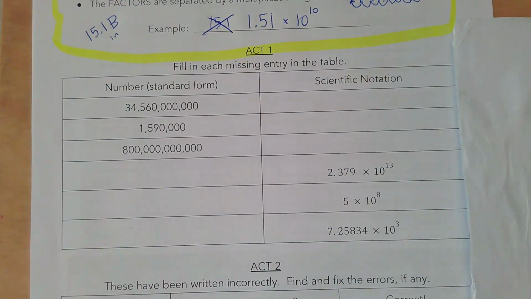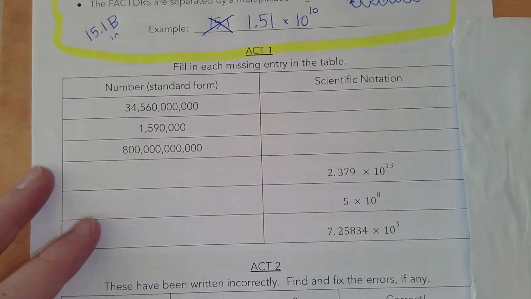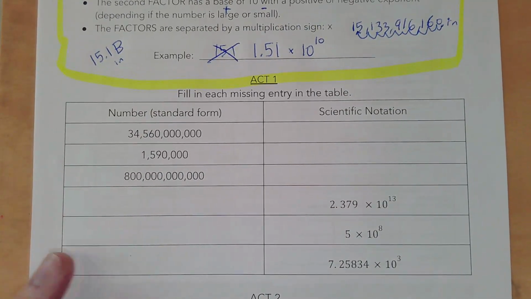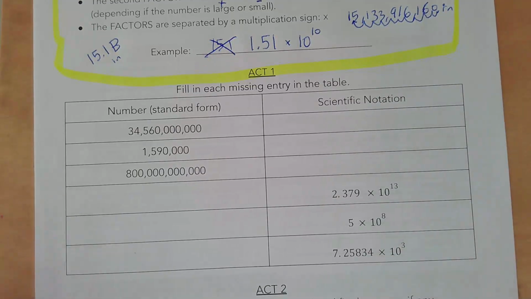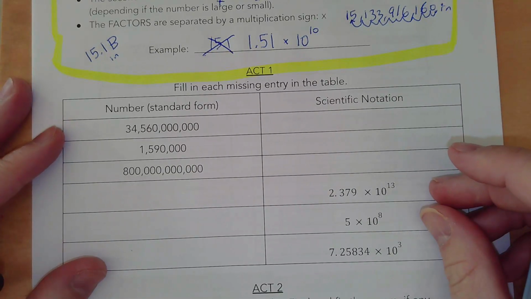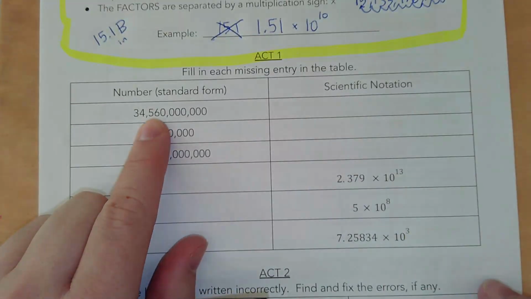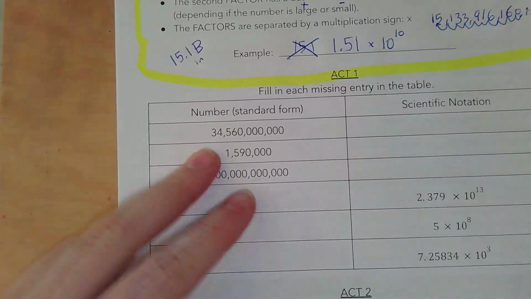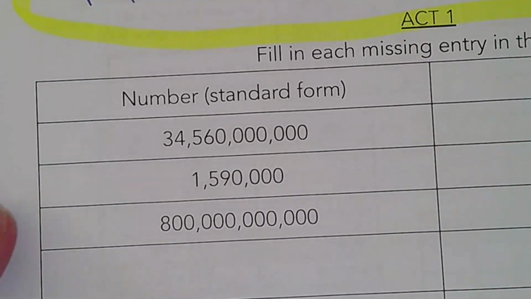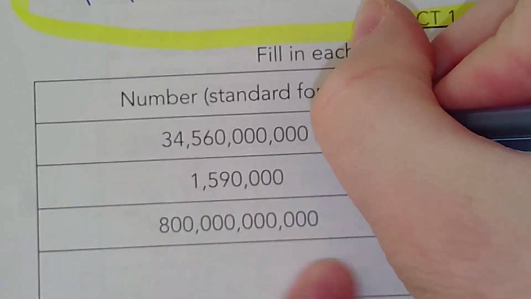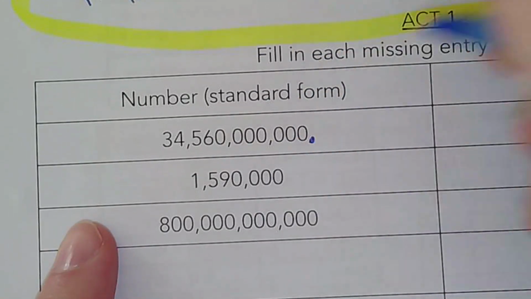So let's get to it. Let's do a few examples. I'm going to try one, and I want you to try some on your own. Locate the decimal. Where is the decimal? Let me zoom in really quick. There we are. The decimal is hidden somewhere here, and it's right there.